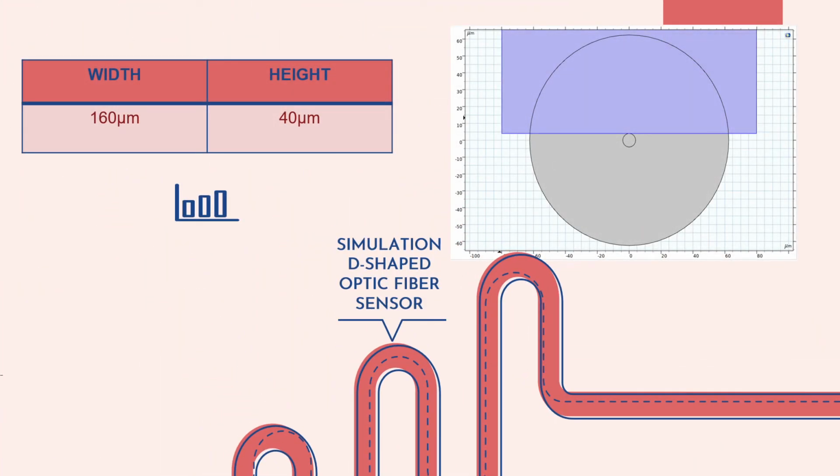In the simulation, a rectangle shape with a width and height of 160 micrometer and 40 micrometer respectively will be placed overlapping on half of the cladding structure of the single mode fiber constructed. The exposed area will be surrounded with the analyte medium, which is adjusted with different refractive index values to evaluate the electric field distribution at the core of the fiber. The illustration shows the overlapping rectangle shape on the single mode fiber.